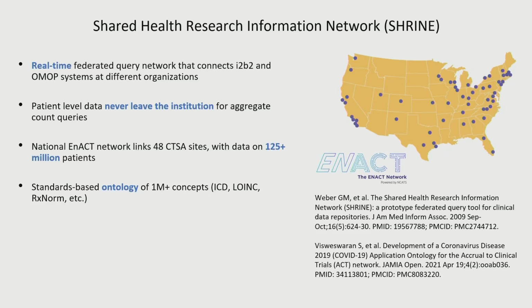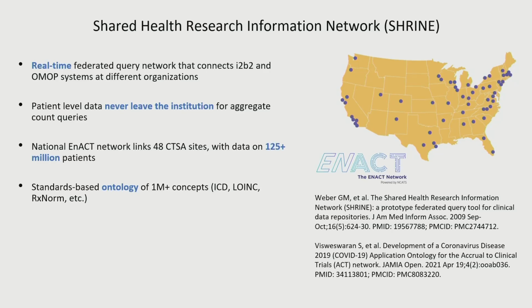The biggest is funded by the NIH, called the ENACT network. It has 48 clinical translational science award institutions with over 100 million patients in there. One of the things that you need in order to get one of these networks to work is called common ontology or common data standards. So we map the local codes within each hospital to these data standards, which are used for the queries when they're broadcast out to all the different sites.